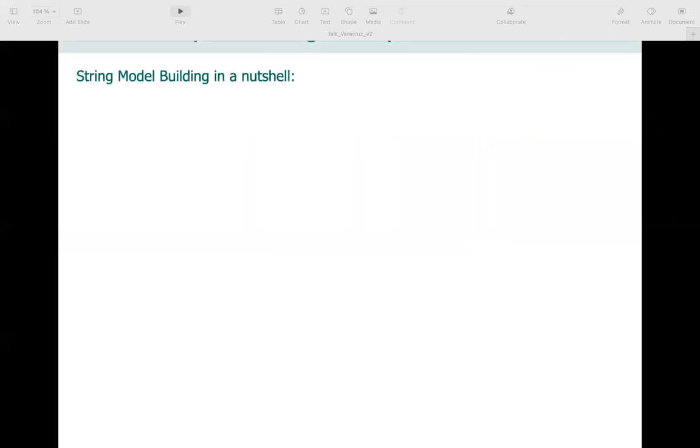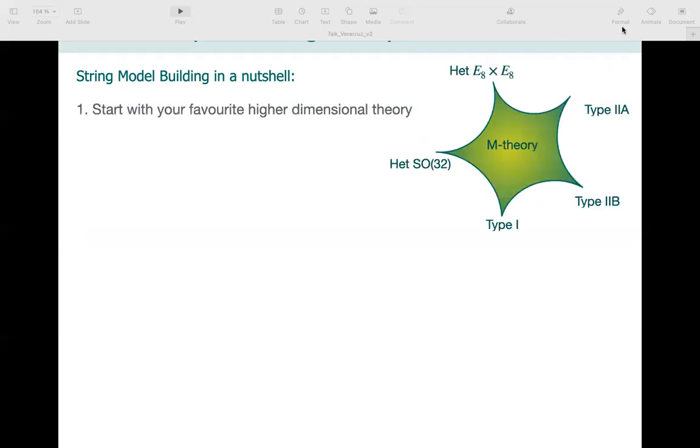Just to bring everyone onto the same page, let me explain very briefly what string model building is doing. We start with some kind of higher dimensional theory. Usually we have supersymmetric superstring theories, which are 10-dimensional. We have these five so-called superstring theories. There is also M theory, the overlying principle, which is 11-dimensional. We can also have F theory, which is 12-dimensional. This, of course, is not compatible with an observable 4-dimensional universe, so we need to compactify.